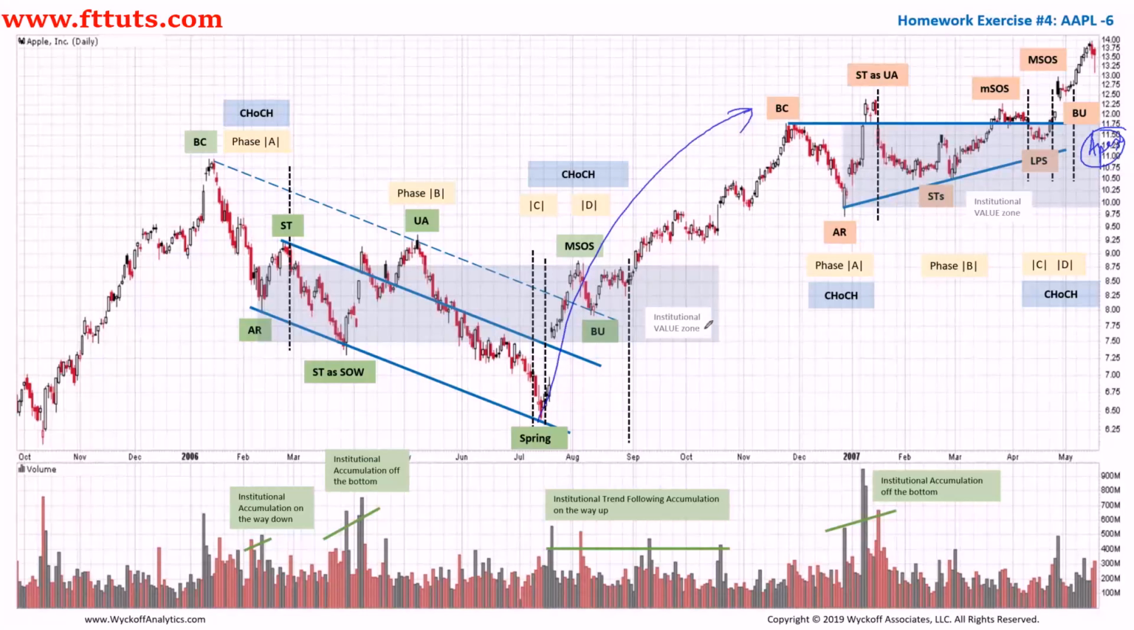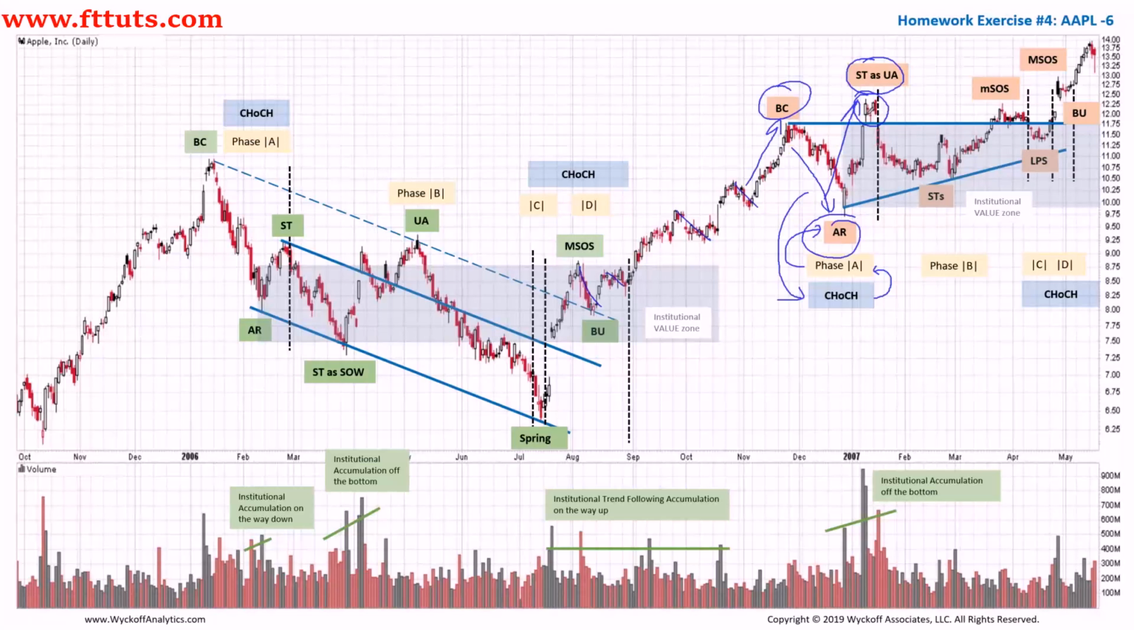A move to the upside should end somehow and somewhere, right? Where is that stopping action? Well, probably here. Why? Because we experience the biggest reaction after that. So most likely, this is a change of character. If this is a change of character, this is phase A. If this is phase A, then this is an automatic reaction. Then the next attempt to go up is going to be a secondary test. It commits above by one close, so an element of an upthrust.